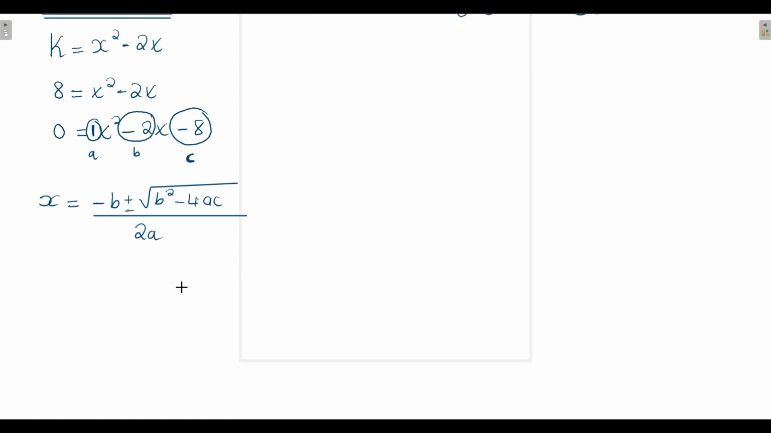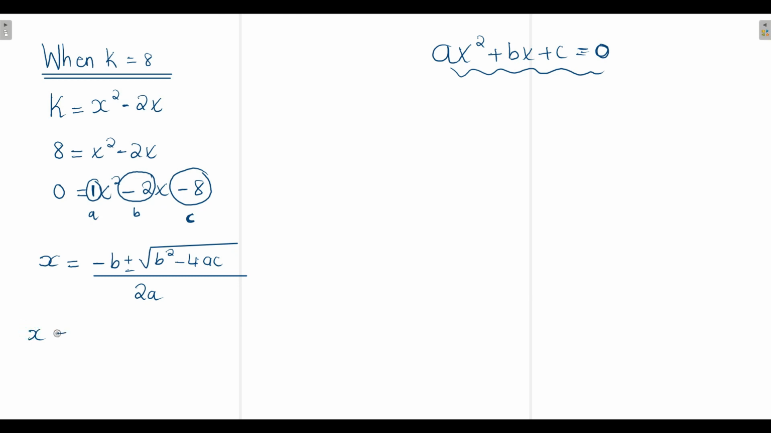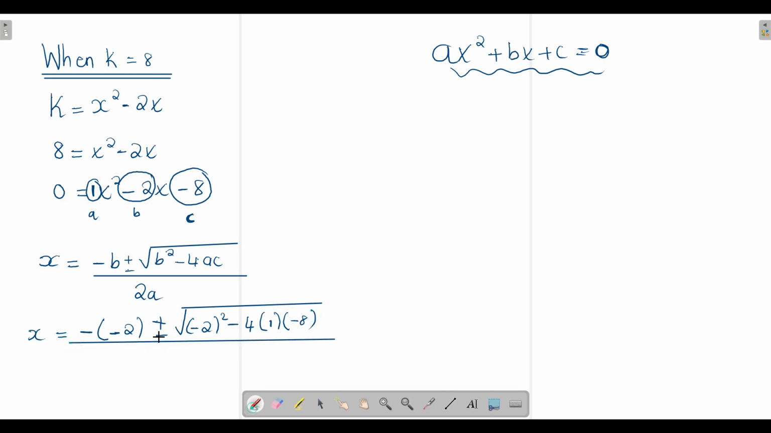We're going to substitute these values. X is equal to, what is minus b? So it's minus, what is b? Minus 2. Be careful. Plus or minus, what is b? Minus 2, all squared. Minus 4, what is a? 1. What is c? Minus 8. All over 2. What is a? 1.